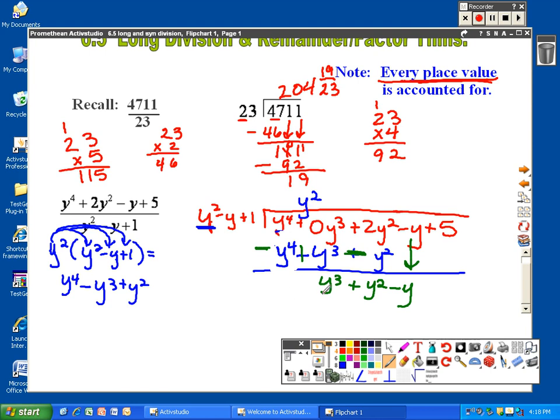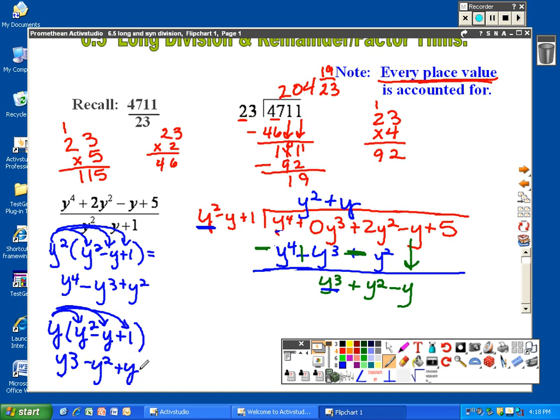Y squared goes into y cubed. And I would say positive y times. So then I come over here and take my y times my entire dividend, y squared minus y plus 1. And I get y cubed minus y squared plus y. And I write all that down. Y cubed minus y squared plus y.